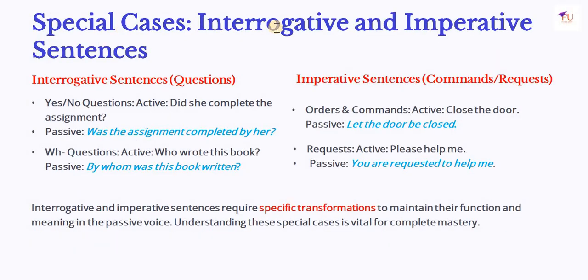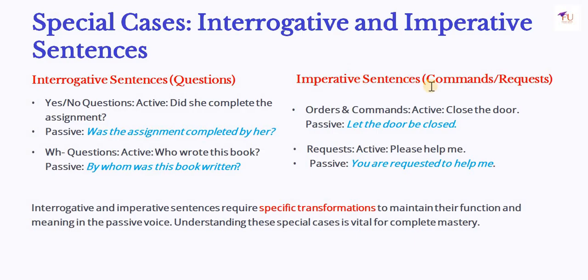Now, special cases: interrogative and imperative sentences. Interrogative sentences, yes or no questions. Active sentence: did she complete the assignment? Passive: was the assignment completed by her? And: who wrote this book? By whom was this book written?